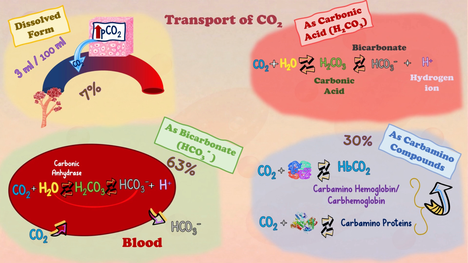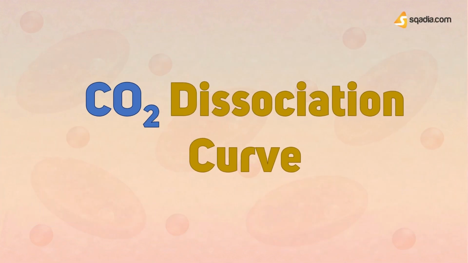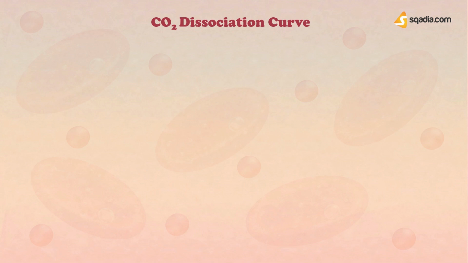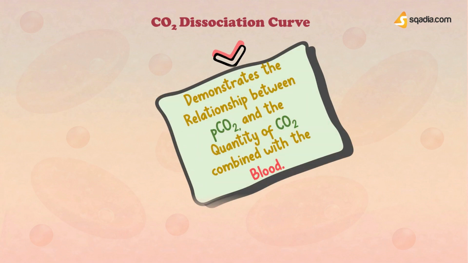Now, next on our tour is the carbon dioxide dissociation curve. We saw that carbon dioxide is transported in blood as physical solution, in combination with water, plasma proteins, and hemoglobin. Now, the amount of carbon dioxide combining with blood depends upon the partial pressure of carbon dioxide, hence forming a curve known as the carbon dioxide dissociation curve.